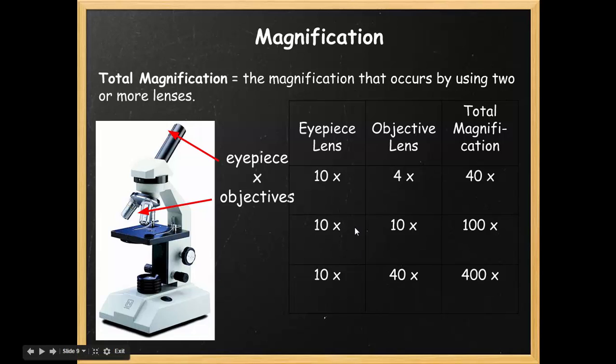We have our eyepiece here, which is 10. This time we're using our 10x objective lens. 10 times 10 gives us a total magnification of 100 times. So the object appears 100 times larger than it actually is. Now we have our eyepiece lens magnification of 10. This time our objective lens has a 40 magnification. 10 times 40 gives us a total magnification of 400.